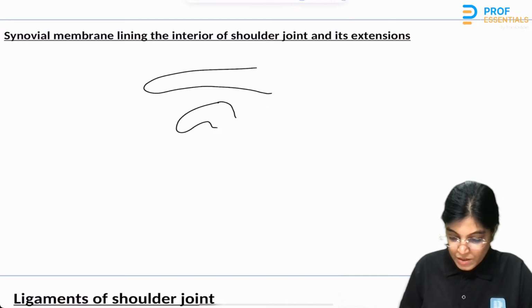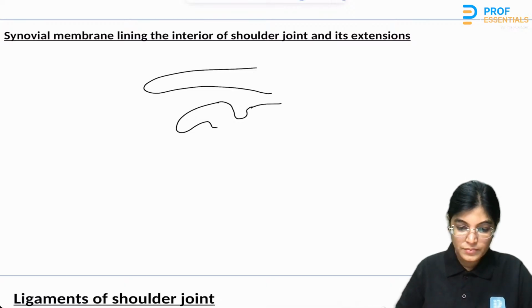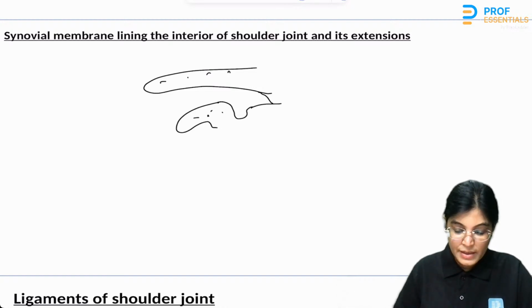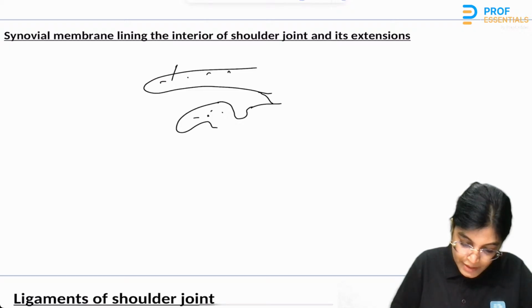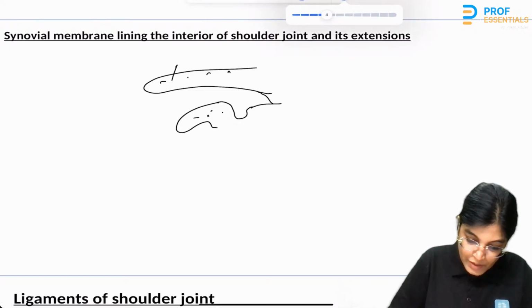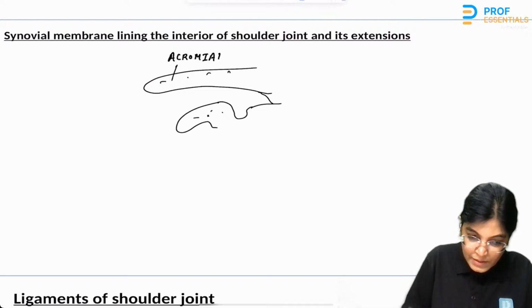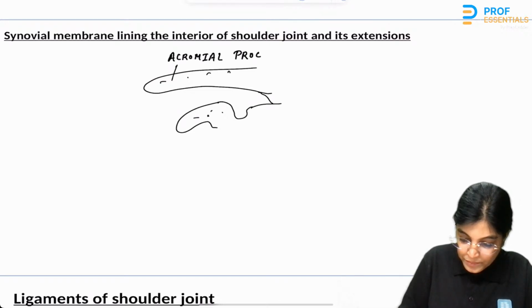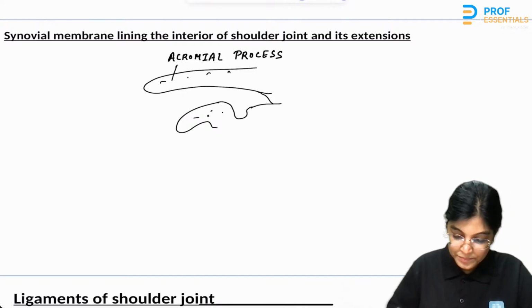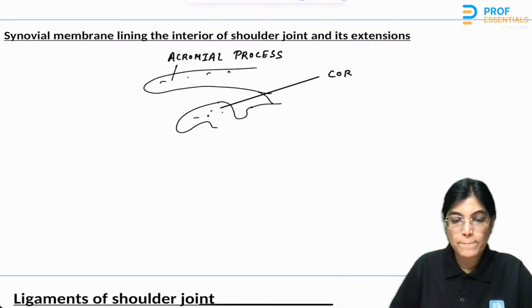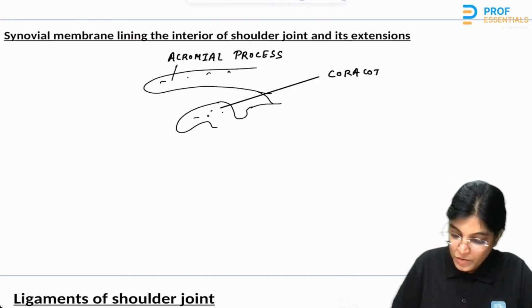This beak-like process is what? This beak-like process is the coracoid process. Okay, so this I have made as the acromial process. This will be the acromial process of scapula. This is the coracoid process of scapula.